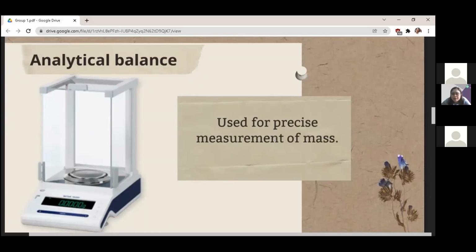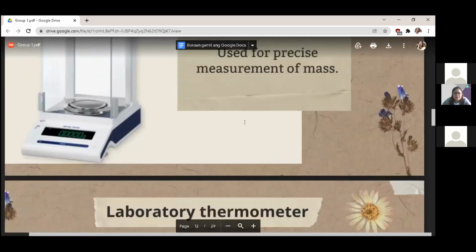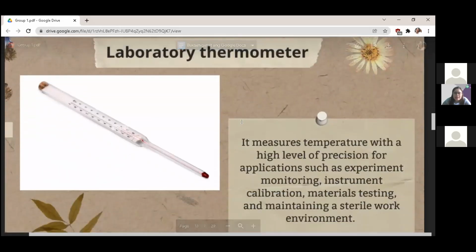And then we have the analytical balance. We will have more of this in the activity number 2. But please take note that this is a very sensitive balance that we really have to close all the doors of the chamber, because even air can cause variation in the displayed weight of the material that is being measured. Okay, next. Anyway, we'll have that later.